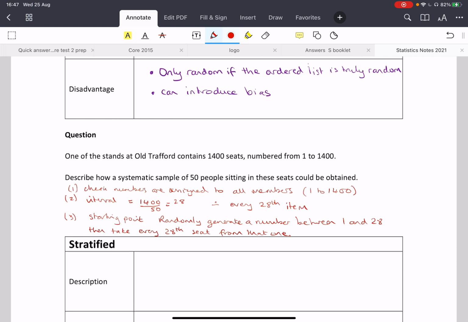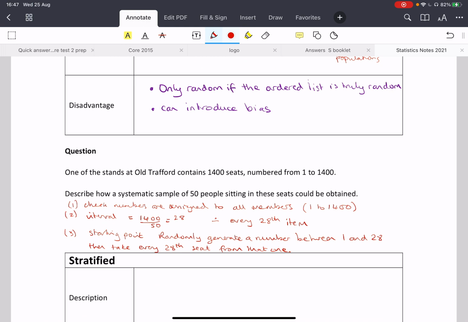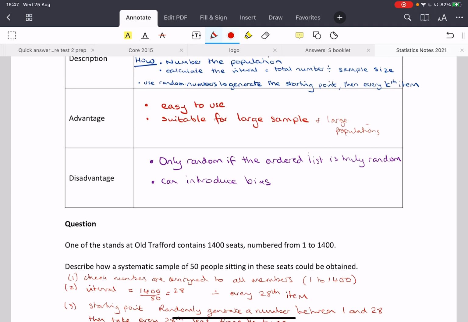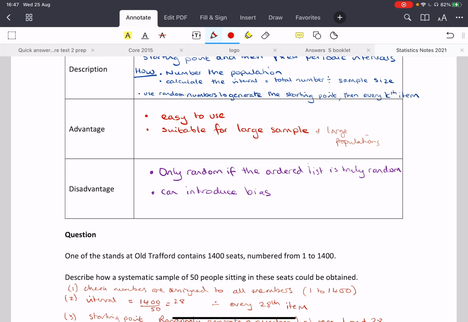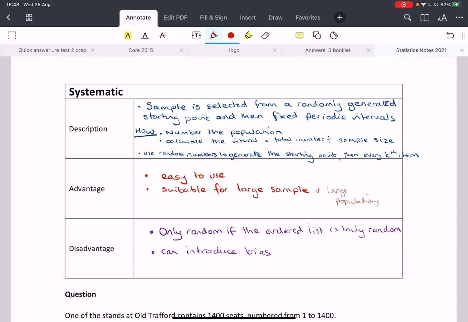So for a random sample, we generate random numbers all the way through, ignoring repeats. For a systematic sample, we have assigned numbers again. We work out what the interval would have to be for us to be able to get to every person, and then the only random part is where we start. So that is systematic sampling.